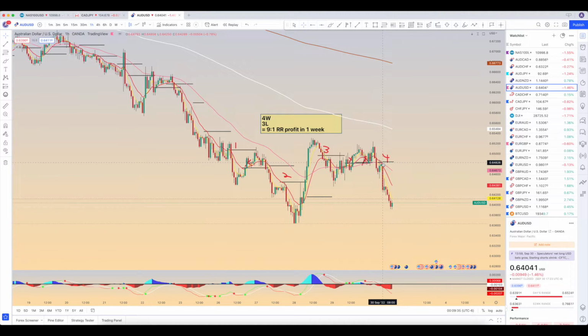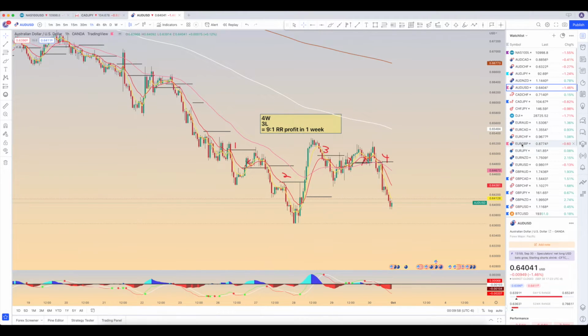So each win is a 3 to 1 risk to reward ratio. Each loss is a 1 to 1. Right? So if you won 4 times, that's 12 to 1. You lost 3, you subtract 3 risk to rewards, I guess, from that. So overall in the week, off 1 currency pair, you're up 9 to 1.